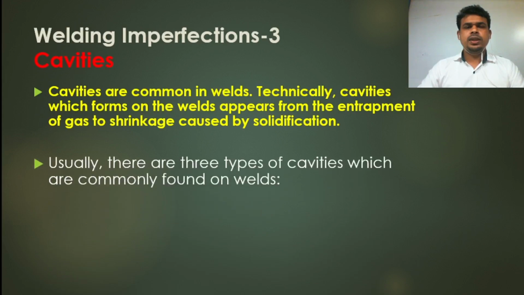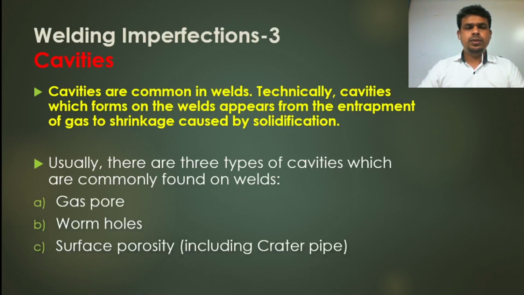Usually there are three types of cavities which are commonly found in welds. Number one is the gas pore, then wormholes, and surface porosity including crater pipe. So the cavity is a common welding defect. When we do the welding, maybe gas is entrapped inside. When the weld solidifies, the cavities take place inside the weld. After that these cavities come out of the weld, making gas pores, wormholes or surface porosity. The last is the crater pipe.